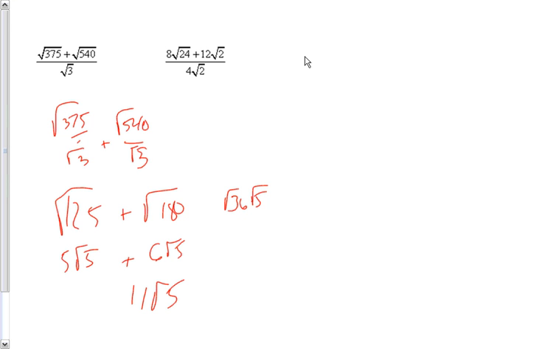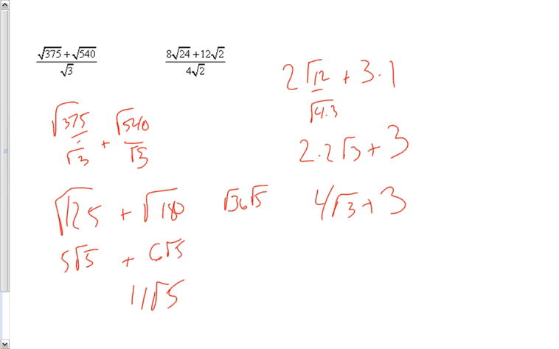Last one over here, if you wanted to do this one, let's see if we could do it where both of them get divided by 4 radical 2. 4 goes into 8 twice. 2 goes into 24 12 times. Plus 4 goes into 12 3 times. Radical 2 goes into radical 2 once. This changes to 4 times 3. Take the square root, so that's 2 times 2 radical 3 plus just 3, which is 4 radical 3 plus 3. Okay, so those are your basic division types of problems.